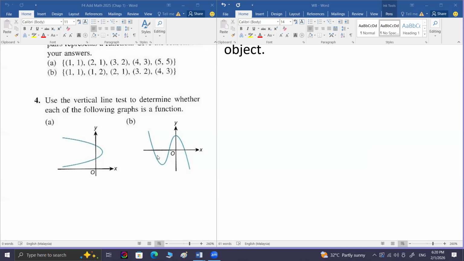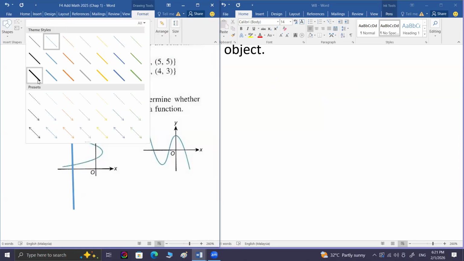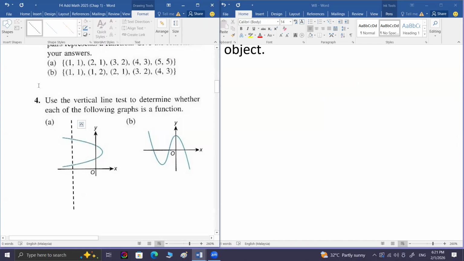Okay, class, for this type of question, you are asked to use what? Can you see a vertical line? Use the vertical line test to determine whether each of the following graphs is a function. How are you going to use this line to test? You can draw any vertical line here. For example, look at my screen. For this vertical line, this is x, but you have two values of y, can you see?